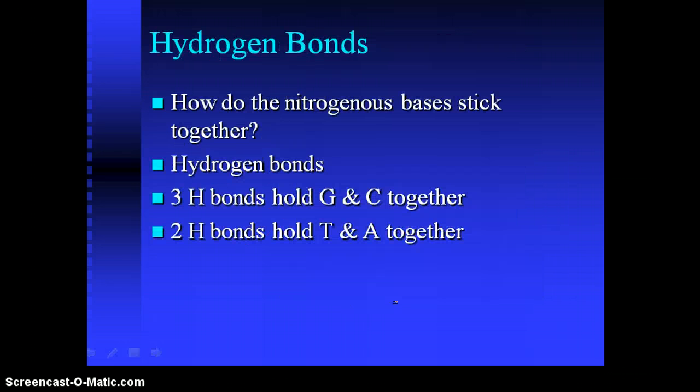So how are these bases put together? Hydrogen bonds, we have 3 hydrogen bonds, C and G, 2 hydrogen bonds, T and A. If you have your notes packet, you can just fill those numbers in. The rest of the sentence is given to you.